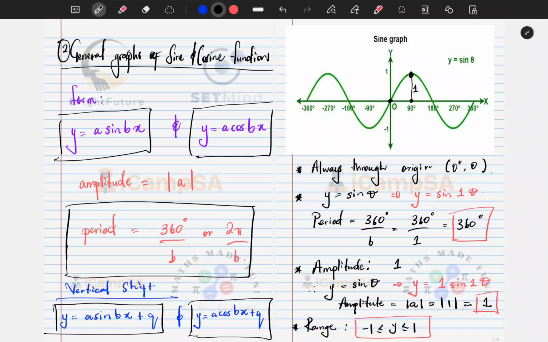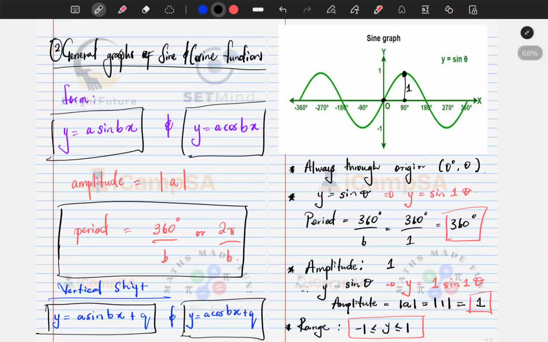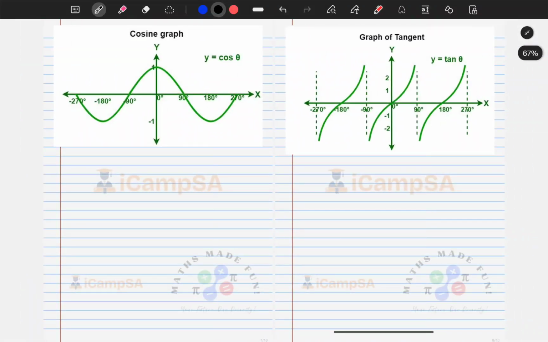So the period can be different, the amplitude can be different, and the range can be different depending on what general formula you are given, right? But this is the basic. Great. So now let's look at another one. So let's look at the cosine graph. We are going to apply the same thing that we did on the sine graph.